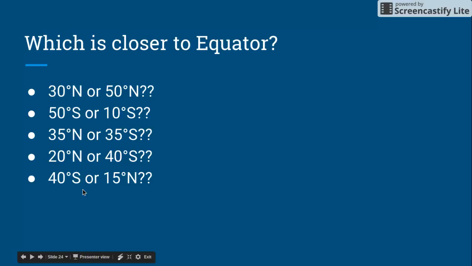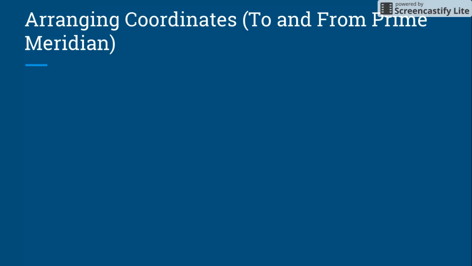And for the last one, 40 degrees south or 15 degrees north, which one's closer to the equator? Should be 15 degrees north. It's the lower number, which means it's closer to 0, which is what the equator is at, 0 degrees.